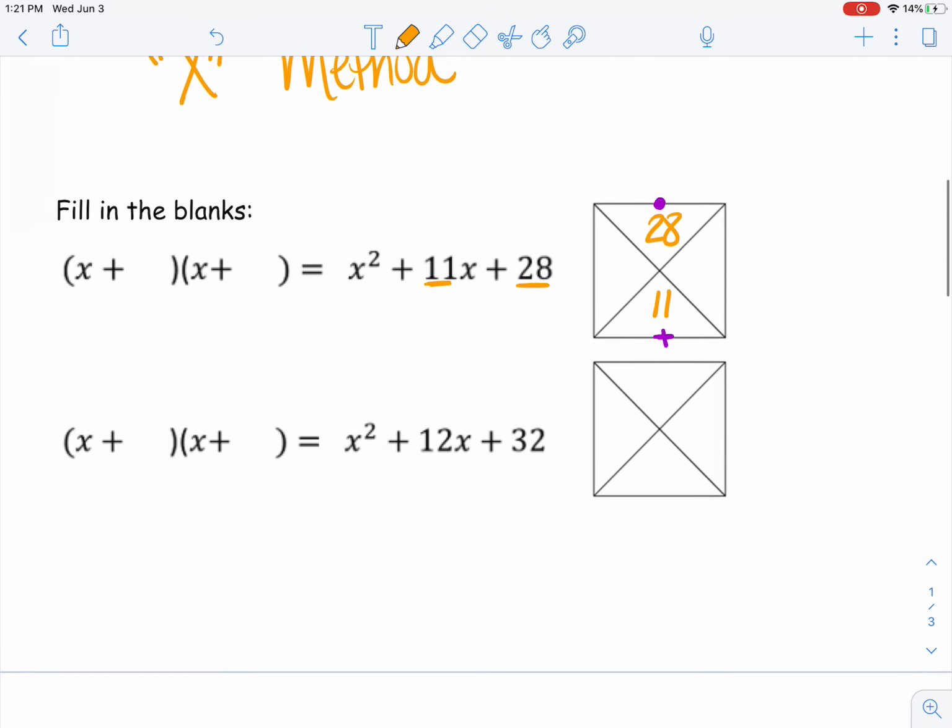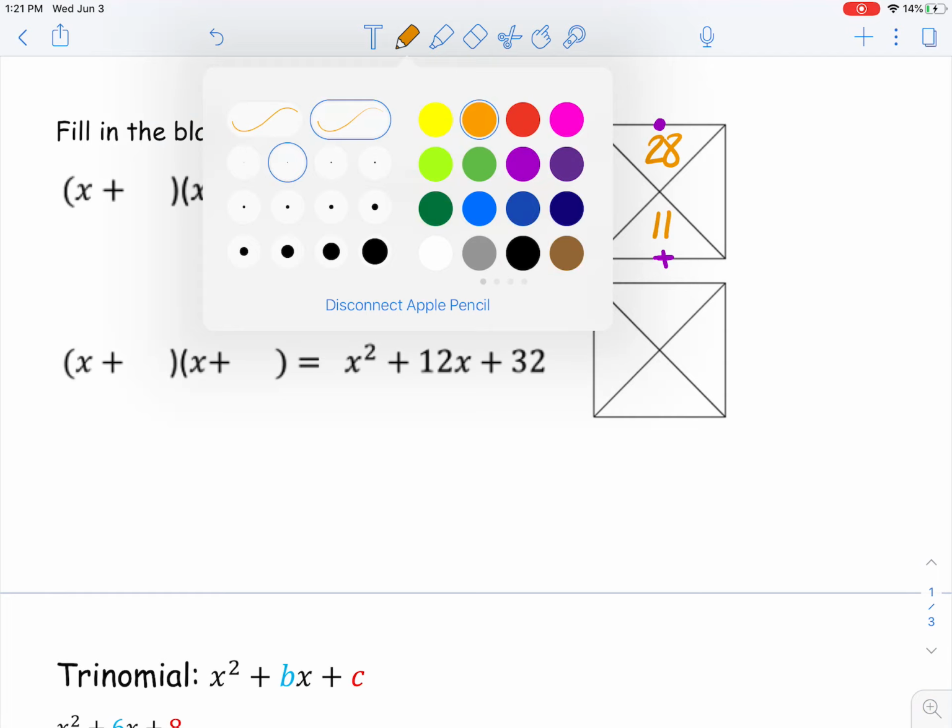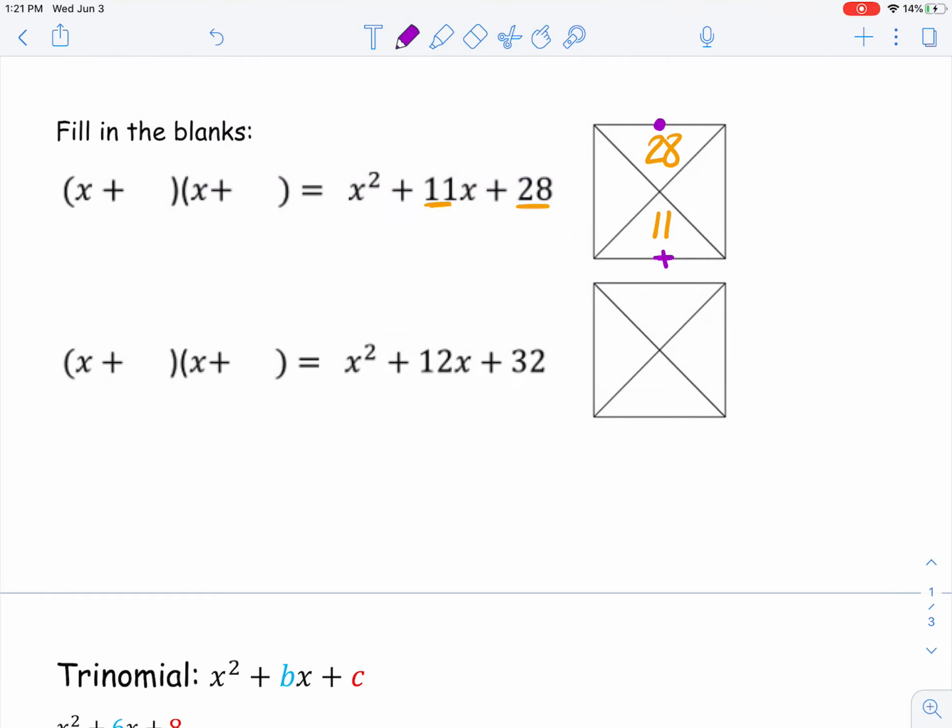Okay, and then we're just looking for those two numbers that multiply to 28 and also add to 11. So I'm just going to go through them in my head. 1 and 28, 2 and 14, 7 and 4. And 7 and 4 happen to also add to 11. So those are my two factors, x plus 7 and x plus 4. And if you were to do this work and distribute and multiply it out, you would get that trinomial. Okay, let's take a look at the next one.